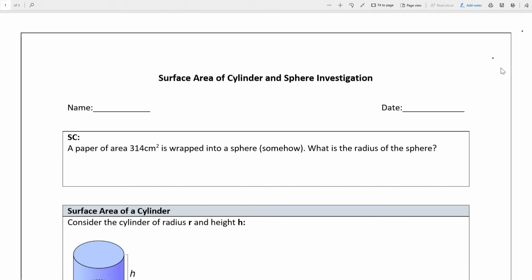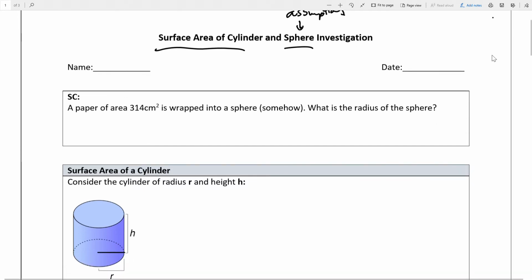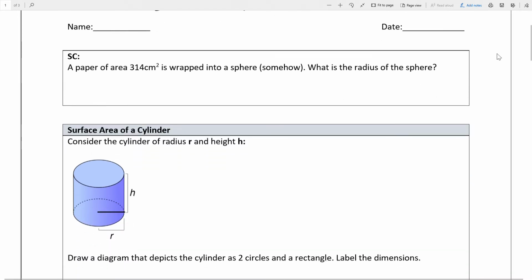Hello everybody. In this video we're going to cover the derivation of the surface area of a cylinder and the surface area of a sphere. However, for the derivation of the surface area of a sphere, we're going to have to make some assumptions because we are missing some tools in order to derive it from scratch. Okay, so let's get started.